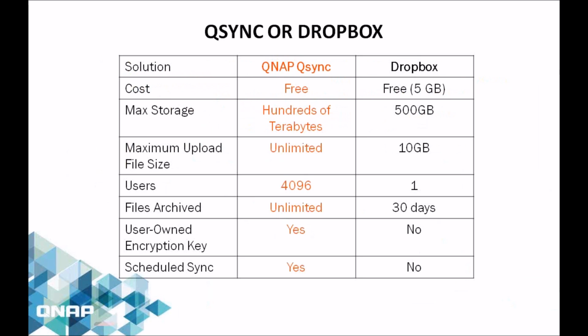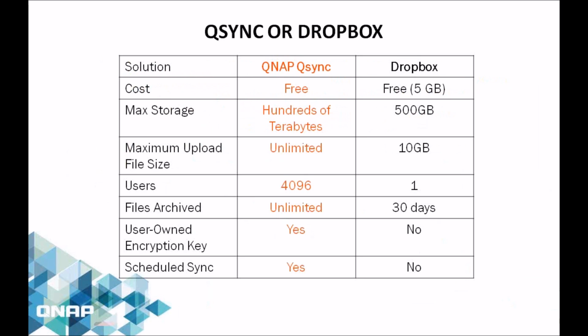So let's take a look here at a little side-by-side comparison of Qsync or Dropbox. And the reason I put "or" is because I want to show more of an either-or example, instead of saying the word versus. Obviously, they both have their similarities and some of their differences as well, and each one is unique. But let's take a closer look at each one. So let's take a look at the first column, which is the QNAP Qsync. And over on the right-hand side is Dropbox.